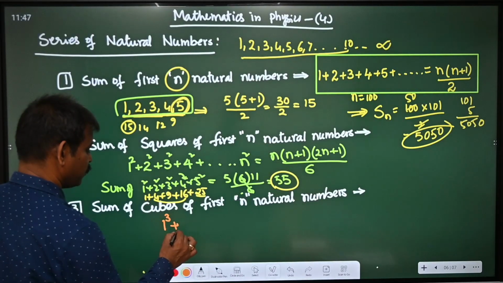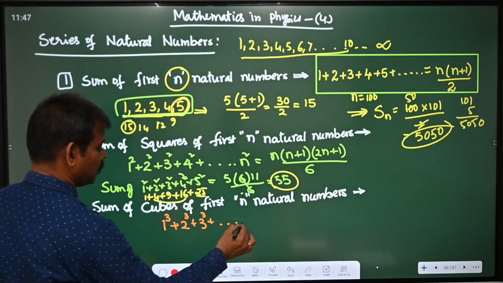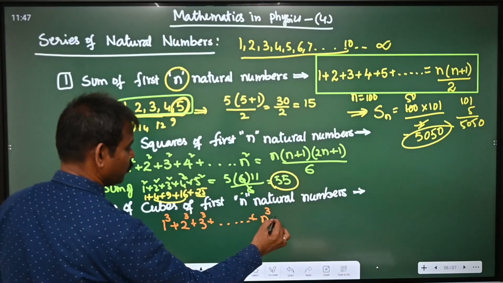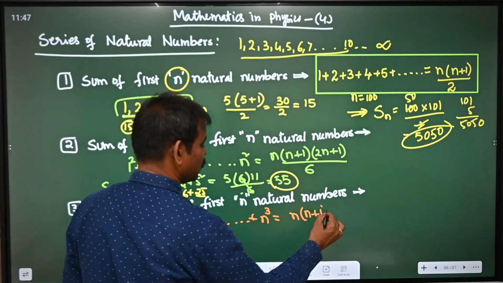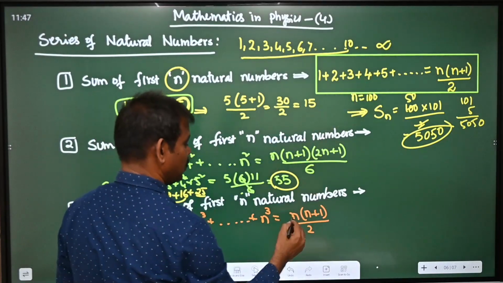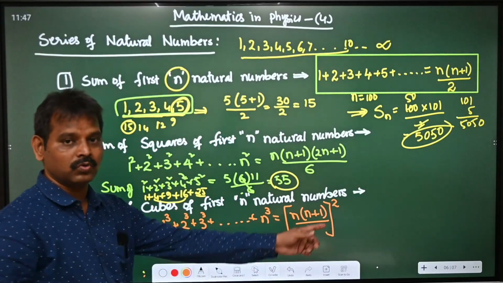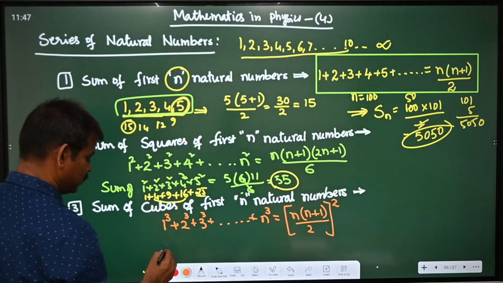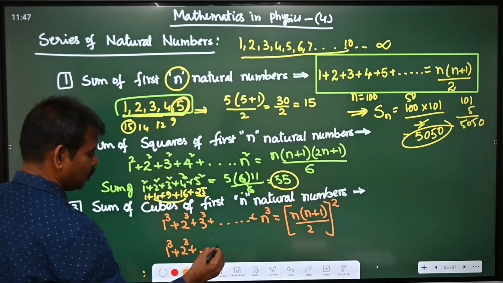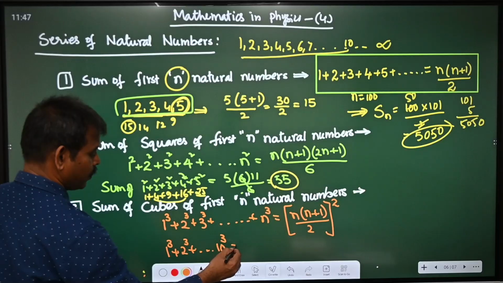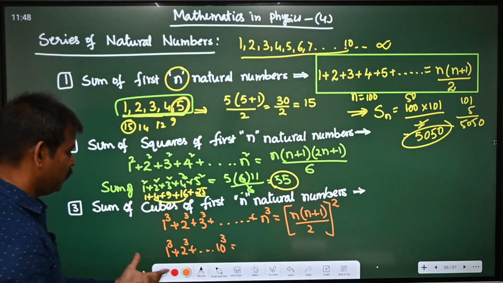1 cube plus 2 cube plus 3 cube and so on, n cube is given by n into n plus 1 by 2, that formula, but whole square. Please remember this difference. This is not cube, this is only square. Suppose I am finding the simple one, 1 cube, 2 cube, up to 10 cube. Finding cubes is a lengthy process, but by using just this formula, we can solve this value.